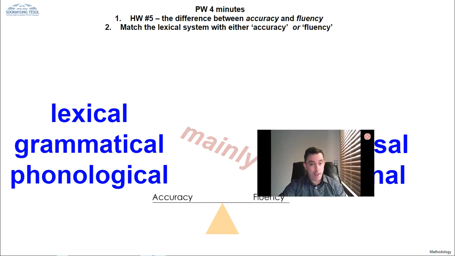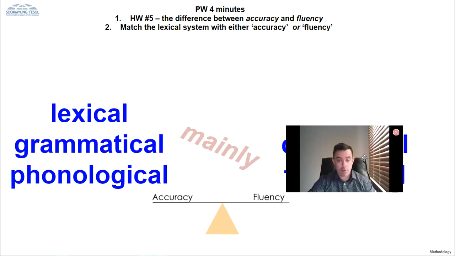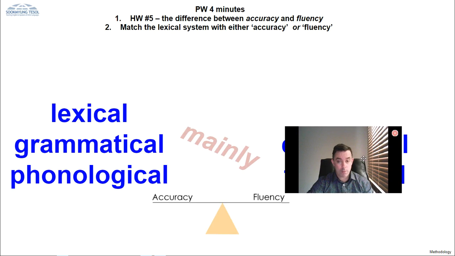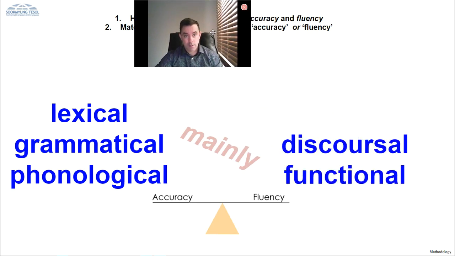Okay, when we're talking about accuracy, that's going to be lexical, grammatical, phonological, as I said: the right word, the right grammar, the right pronunciation. When we're talking about fluency, we're talking about using those other systems, the functional system. How do we accomplish a communicative goal, right? For example, I want to buy a coffee in the coffee shop. So I need to use the function of making an order, right? Maybe you're apologizing, the function of apologizing, right?